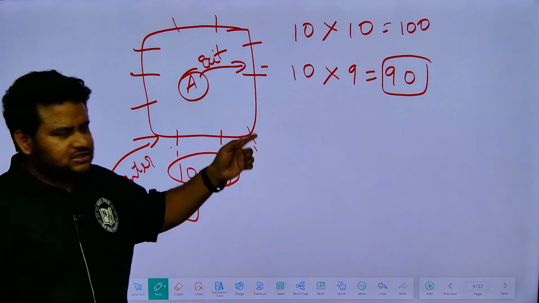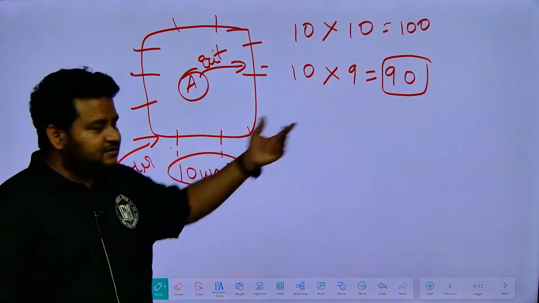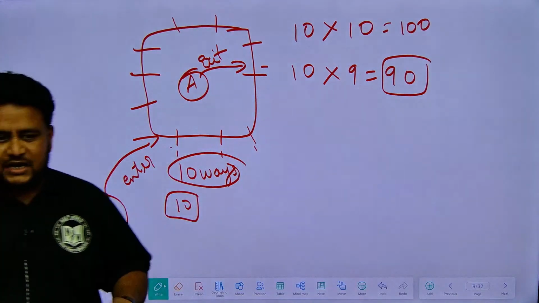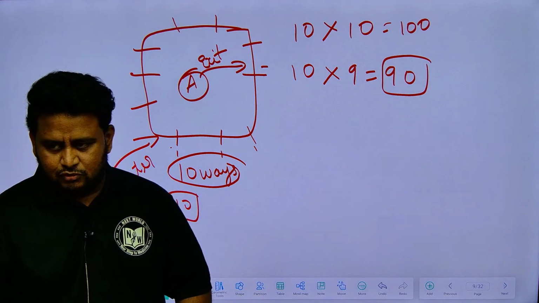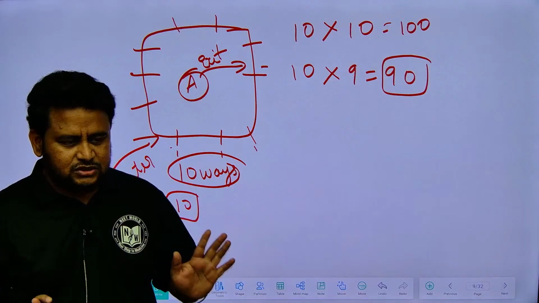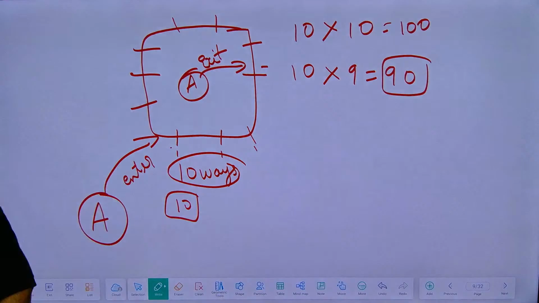Clear? So this is the addition principle and multiplication principle. This 10 or this 9 is coming from the addition principle. This 90 is coming from the multiplication principle. Clear now? Any formula used? Nothing. No need to use any formula. This concept should be clear. Understood? Okay, let us take some more examples.